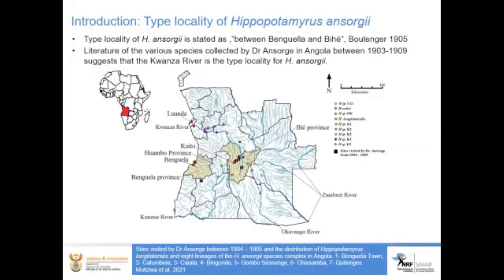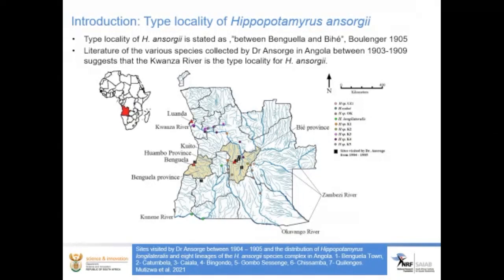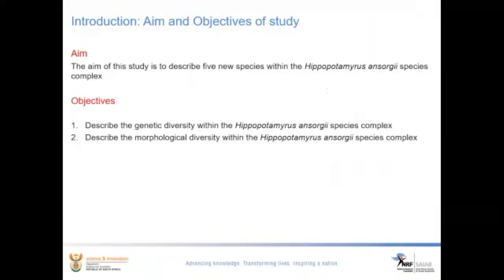One of the impediments to the description of new species from the Hippopotamirus and Soji species complex was the lack of a clear type locality for this species. However, our recent synthesis of literature on the collections by Dr. Ansoji suggests that the Kwanza River system is the most probable type locality for Hippopotamirus Ansoji. The aim of this study was to integrate molecular and morphological evidence to describe 5 new species from the Hippopotamirus Ansoji species complex.